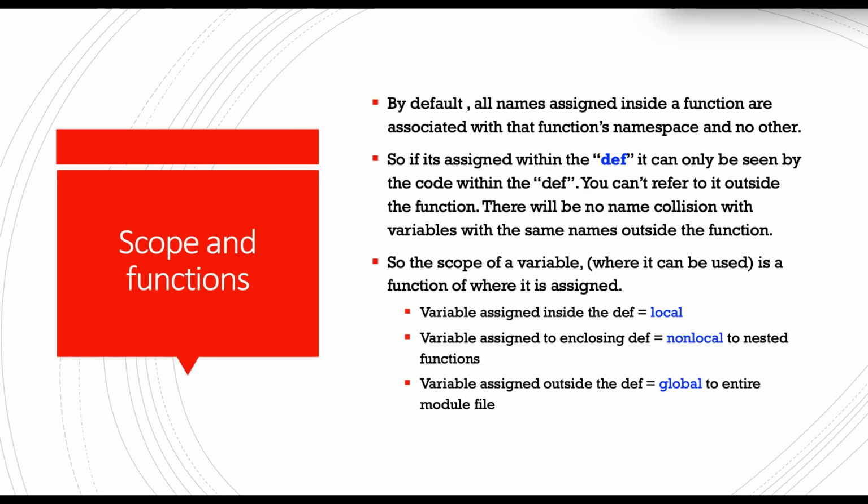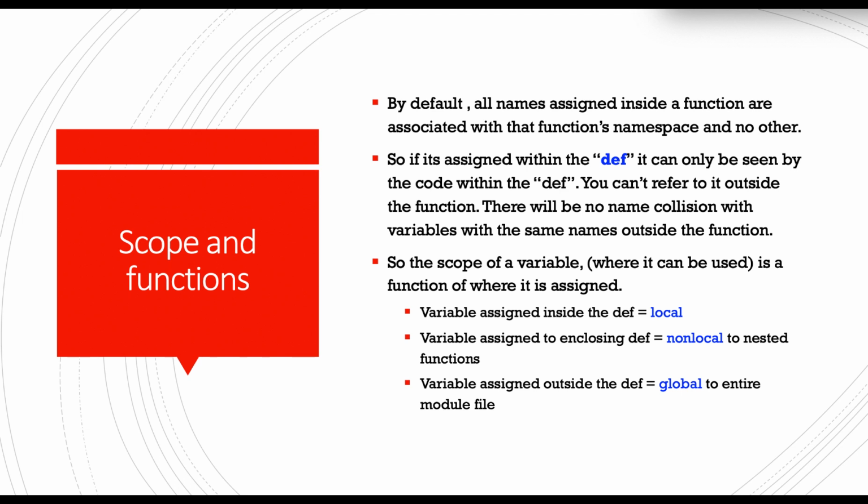By default, all names assigned inside a function are associated with that function's namespace and no other. So, if it's assigned within the def, that is the function definition, it can only be seen by the code within the def. You can't refer to it outside the function. There will be no name collision with those variables with the same names outside the function. So the scope of a variable, where it can be used, is a function of where it's assigned.